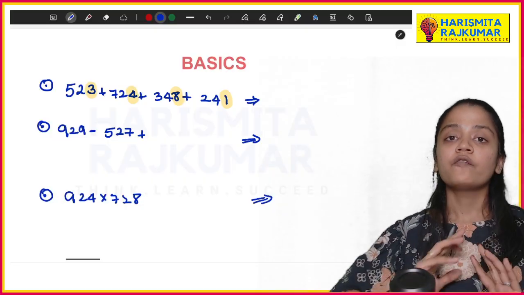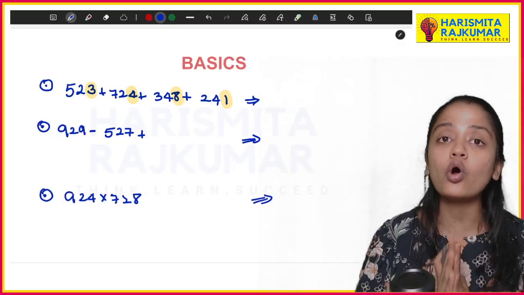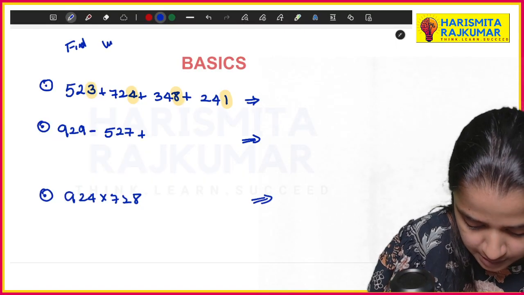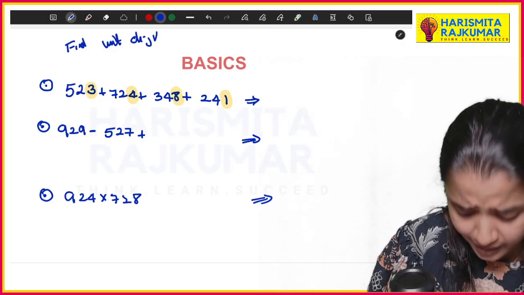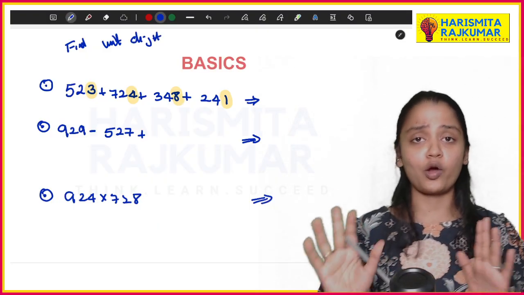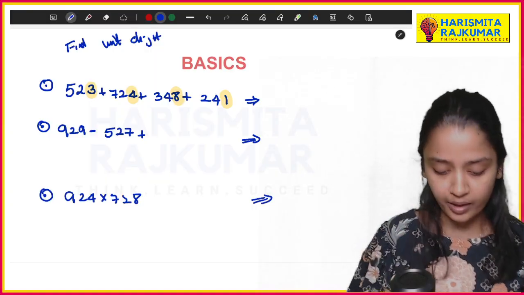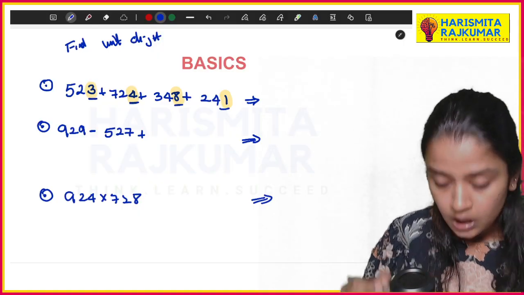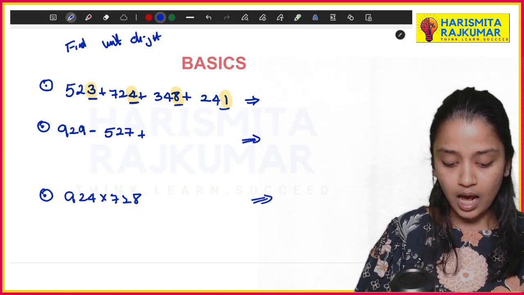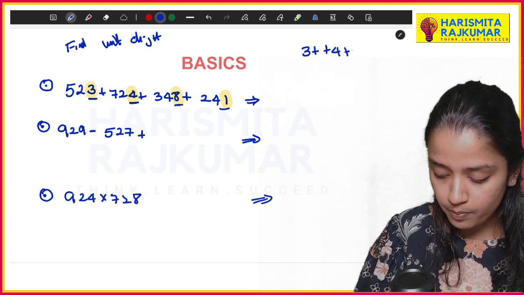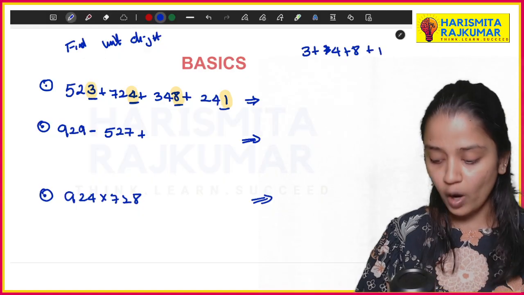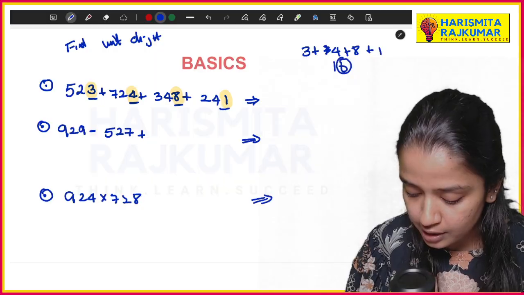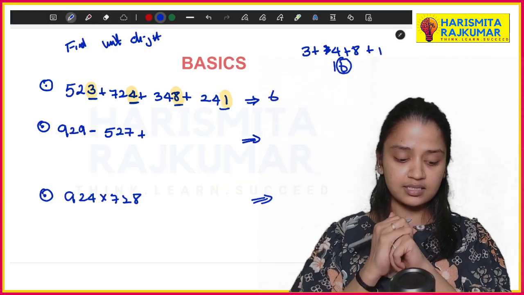Now when you have this kind of sum, don't focus on anything else. The question is to find the unit digit of the sum. Throughout the video, the question is finding the unit digit, not the whole answer. When finding the unit digit, you have to focus on your last digits alone. What are the last digits here? 3 plus 4 plus 8 plus 1, so basically it is 16. In that, your last digit is 6. So your answer is 6 here.